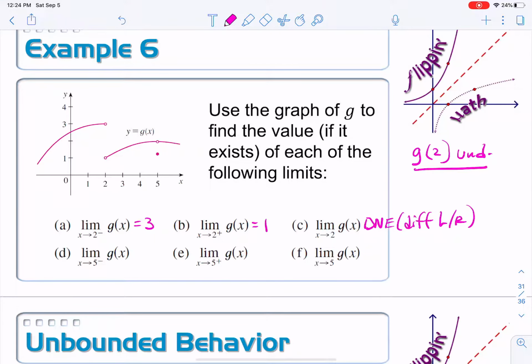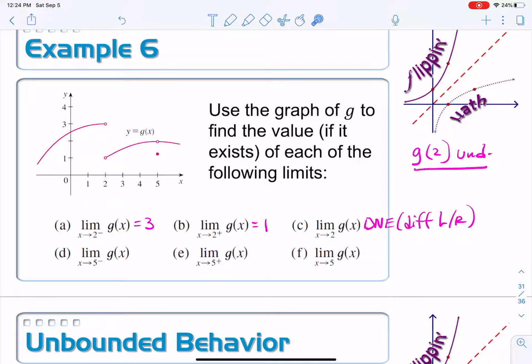Now, even though it's undefined, it doesn't necessarily have anything to do with the fact that the limit did not exist. The reason why the limit did not exist at 2 is because the left and the right side were different numbers.